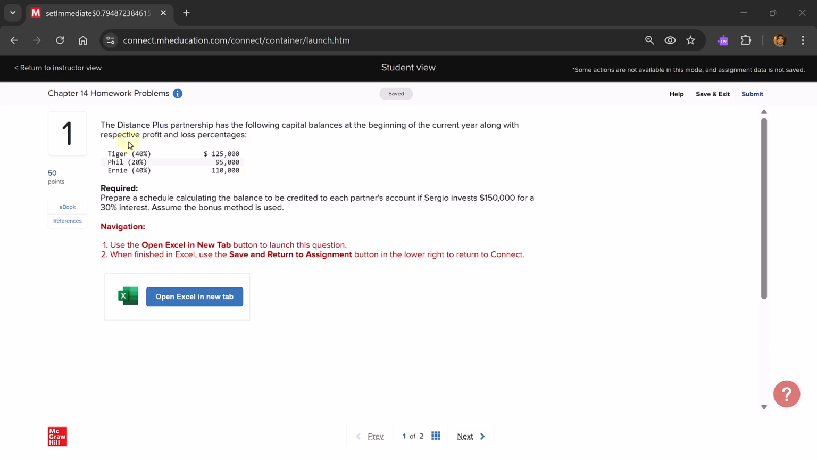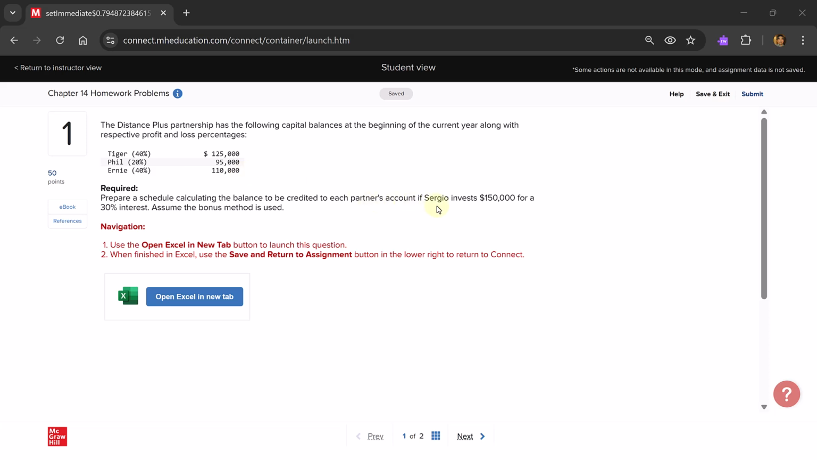So we're given the facts here. Distance Plus is the name of a partnership with three existing partners, Tiger, Phil, and Ernie. And you can see what's in their capital accounts before admitting a new partner, Sergio. We're assuming that these capital accounts have been updated to represent the fair value of the assets of the partnership. And we know assets are equal to liabilities, and we assume liabilities are either zeroed out or netted out of the assets, plus the equity. And this is the equity, the capital accounts of the partnership.